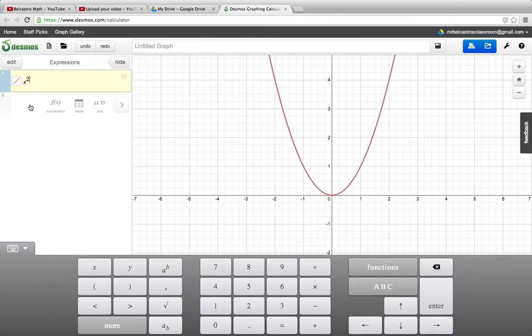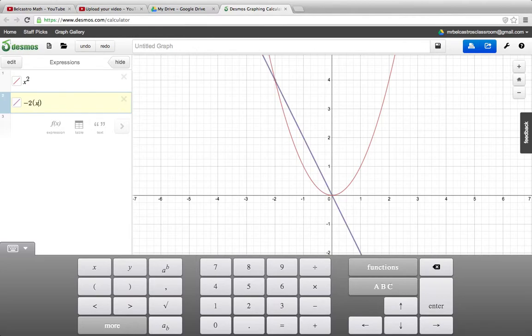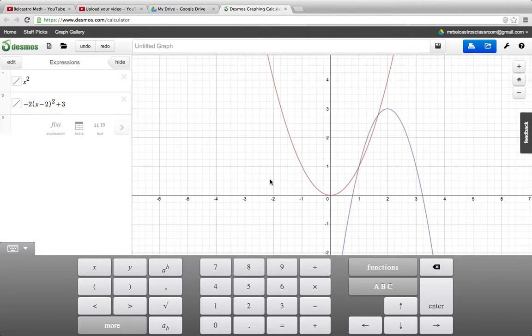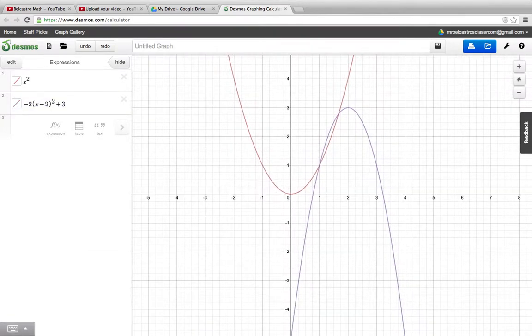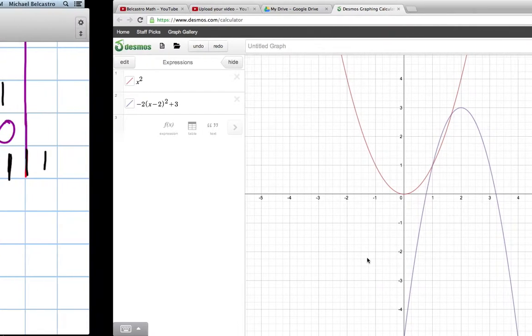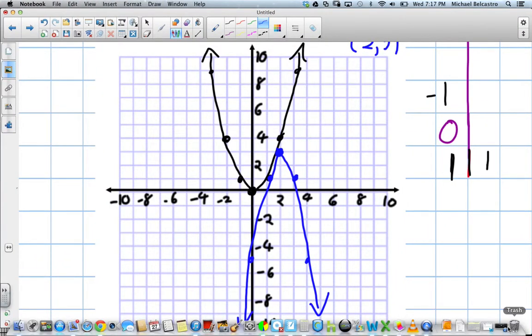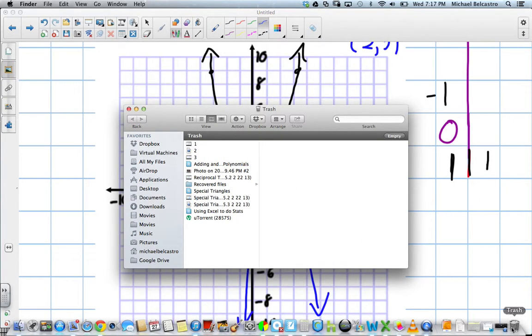So let's type in that other equation here. The other equation, we said -2 times x minus 2 to the power of 2 plus 3. Whoops. Well, that's not what I wanted. Oops, sorry. So if the a value is less than 1, it's compressed, and if it's over 1, then it's stretched. Okay. Pushing the wrong button every time.